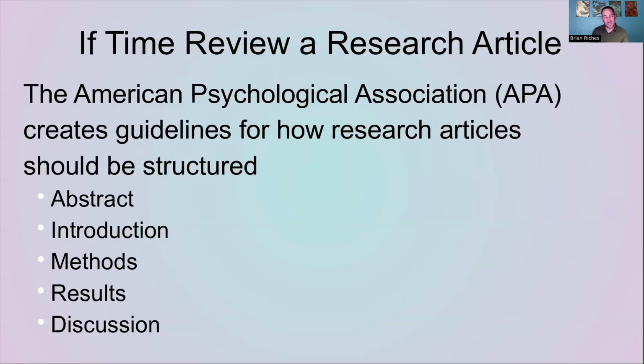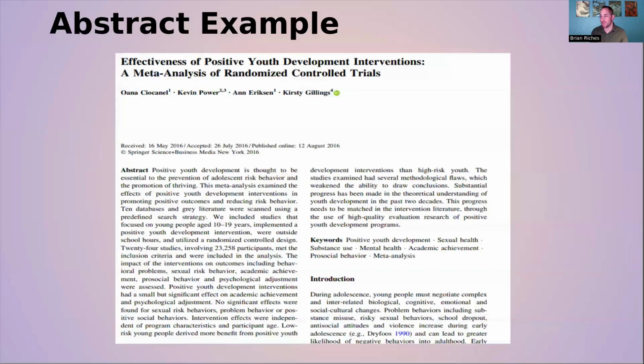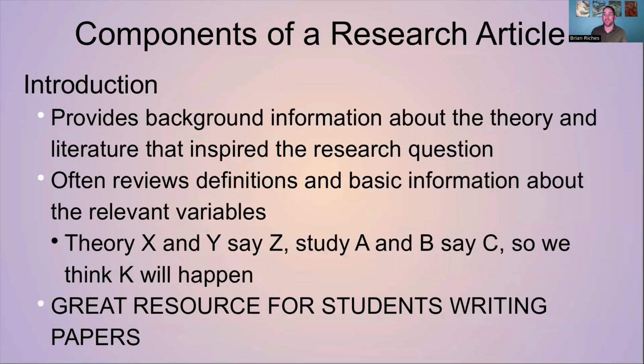There is a little section on how to review a research article. The main points are abstract, introduction, methods, results, and discussion. So the abstract is a summary of the paper. Here's an example of that. That's a summary of the entire paper that the researchers write. The introduction is kind of the beginning part of the paper right after the abstract. It talks about what inspired this research, what research has come before it, what theory suggests might happen. So this is actually a really great section for you to read if you're writing a research paper.